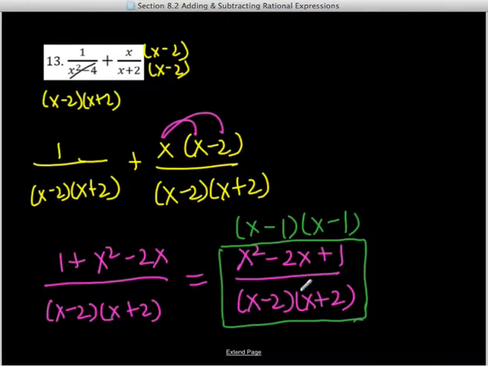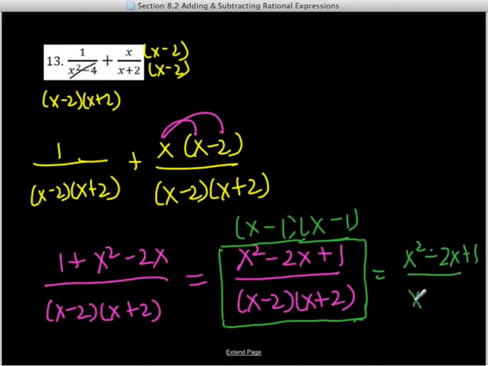But you should check to see if anything will cancel, because if this was x plus 2, then my denominators would cancel. But in this case, it is not. So you cannot do that. So there it is, there's my answer. Another answer that I would take is if you kept the denominator factored out as well. So if we went ahead and wrote this as x squared minus 4. Either one of those is perfectly fine. All right, example 14.